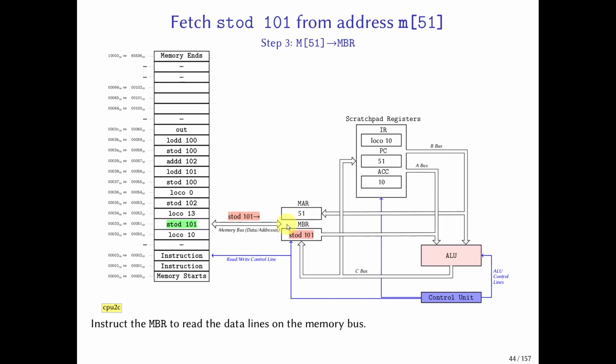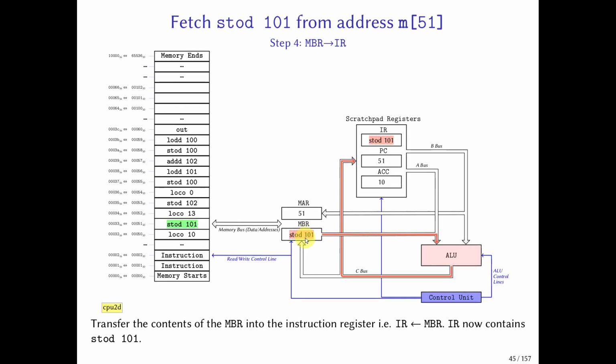The CPU then reads the value that's on the data lines of the memory bus, which is stod 101, and it brings it inside the CPU, and now that value stod 101 is stored inside the memory buffer register. And then from the memory buffer register in step number 4, we copy the value of the memory buffer register through the ALU, and we bring it up into the instruction register.